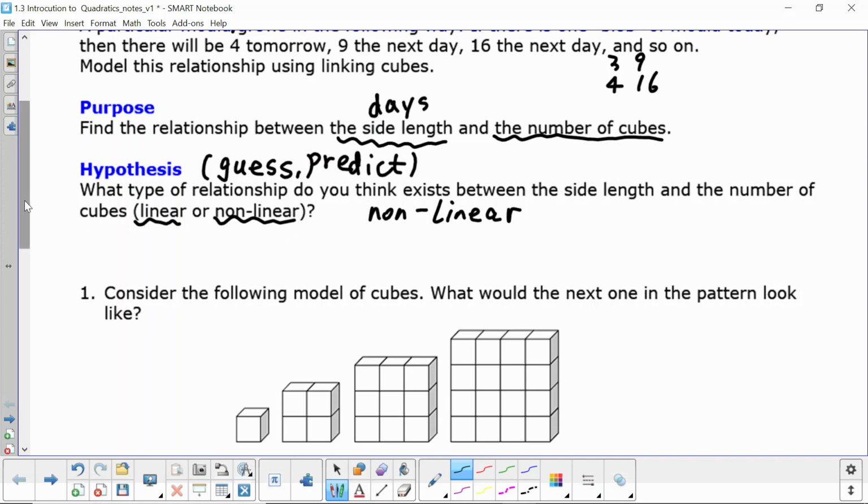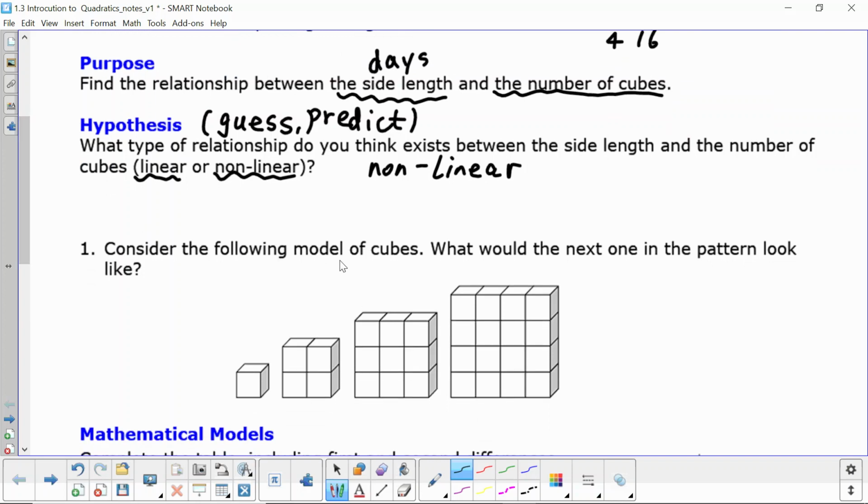So now we are going to consider the following model of cubes. Each cube is a 1 by 1 by 1. So the 2 dimensional shape is a square, then you extend the height to another 1. So the height, width, and length are all 1. We call this a cube. Then what would the next one in the pattern look like? So we are going to see.